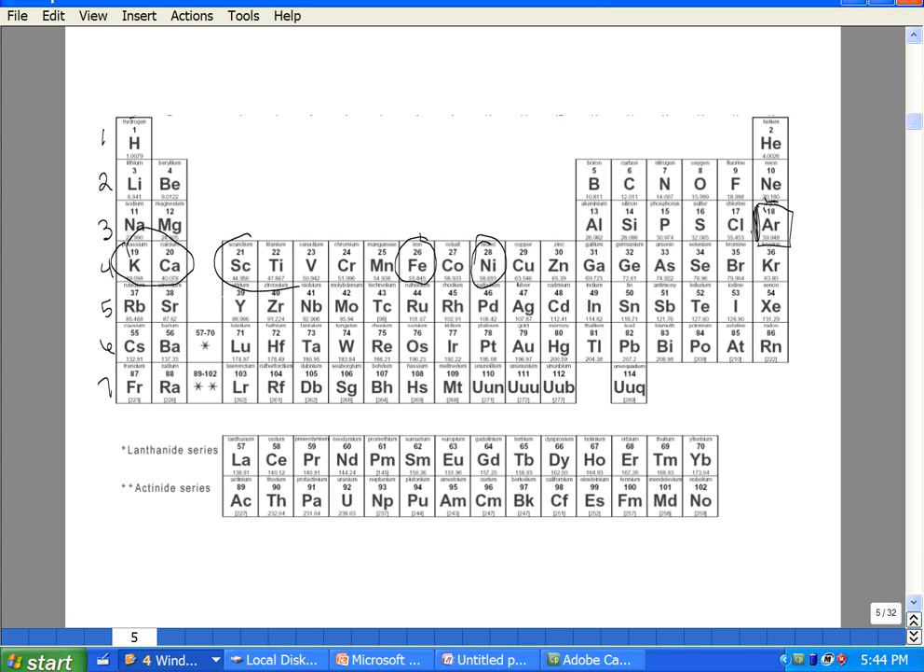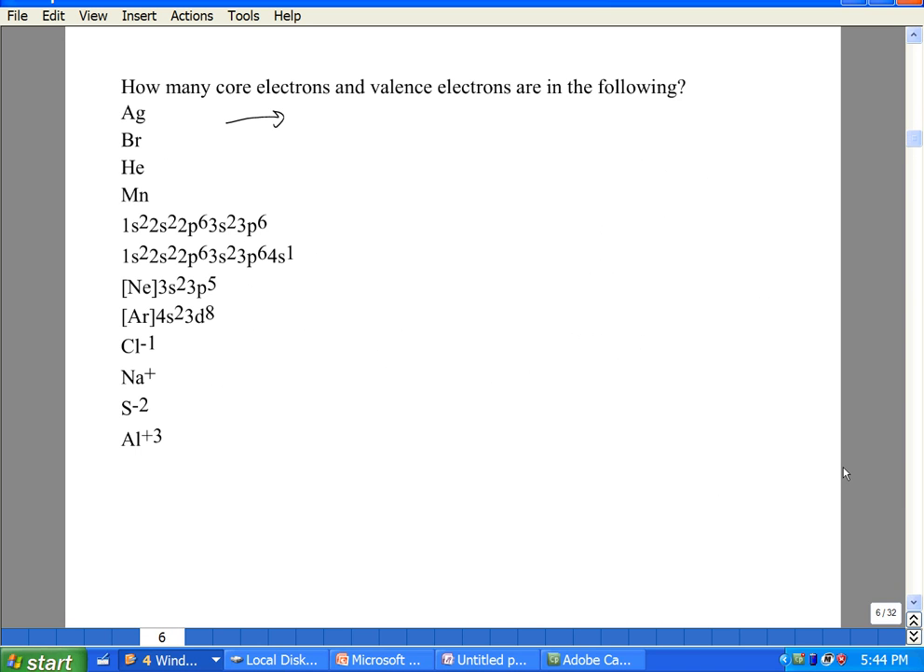How many core electrons and valence electrons are in the following? I'm going to do a couple here. We can get to this number in a couple of different ways. The way that I'm going to go with and show you is by just doing the shorthand electron configuration. For silver, that is the krypton core with a 5s2 next, and then a 4d9.